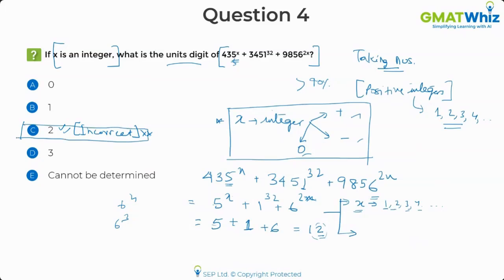65% of you did this, and I hope you understand why this is wrong. The second and the easiest case that you could have taken is you could have simply put x equal to 0. You could have said, hey, what happens when x is equal to 0? Now 5 to the power 0, if you put x equal to 0, you'll get 1 plus 1 plus 1. And notice that you're getting contradictory answers. When you had taken positive, you are getting the unit digit as 2. When you're taking 0, you're getting the unit digit as 3. Since you're not getting a unique answer, the correct answer would be option E, cannot be determined.